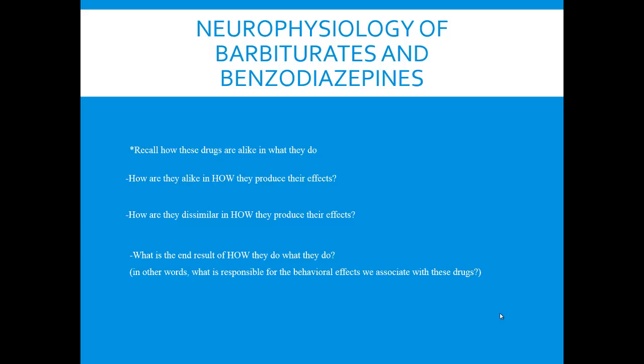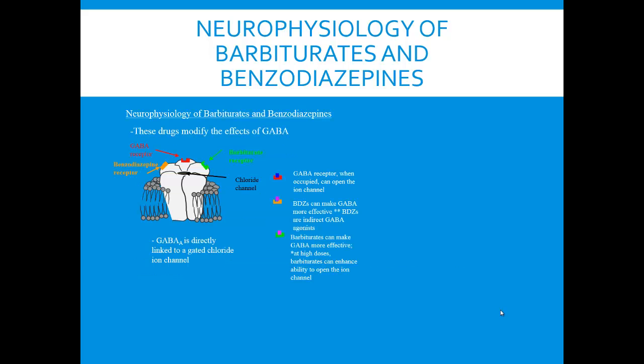But the end result of how they do it is that hyperpolarization, or that depression of the central nervous system. Okay? Now, this is just a little cartoon of the GABA receptor, and I'm a little remiss here. I should have put GABA A receptor, but it's a complex that has 5, we call them pentamers, 5 subunits that are associated with the receptor.